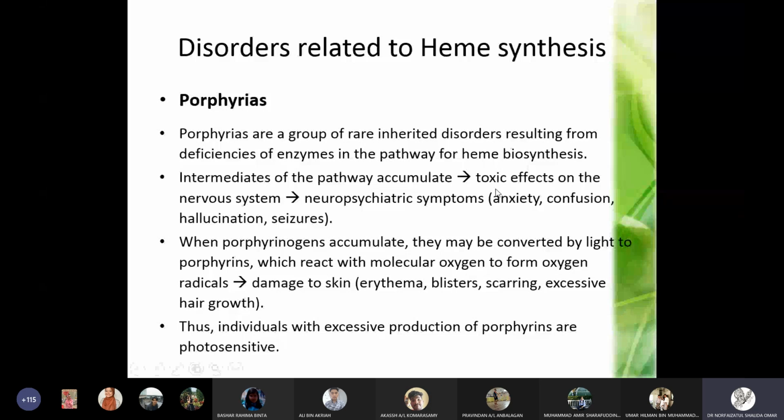It can cause toxic effects on the nervous system and it causes neuropsychiatric symptoms such as anxiety, confusion, hallucination, and seizures. When these accumulate, they may be converted by light to porphyrins, which react with molecular oxygen to form oxygen radicals. So this also will cause damage to the skin. And thus, these individuals with excessive production of porphyrins are photosensitive. Okay. So these are the effects of the disorders of heme synthesis.